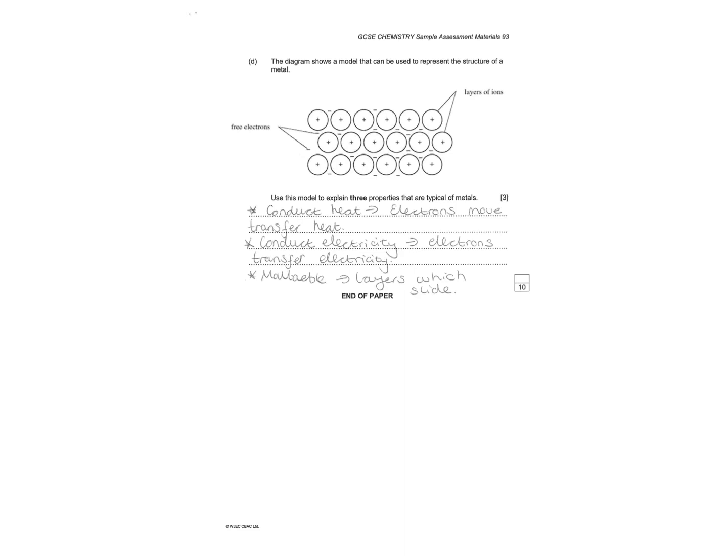Use this model to explain 3 properties that are typical of metals: conduct heat, electrons move to transfer heat; conduct electricity, electrons transfer electricity; malleable, layers which slide.